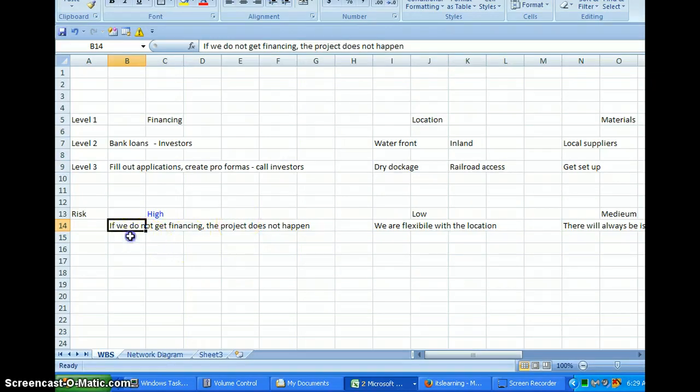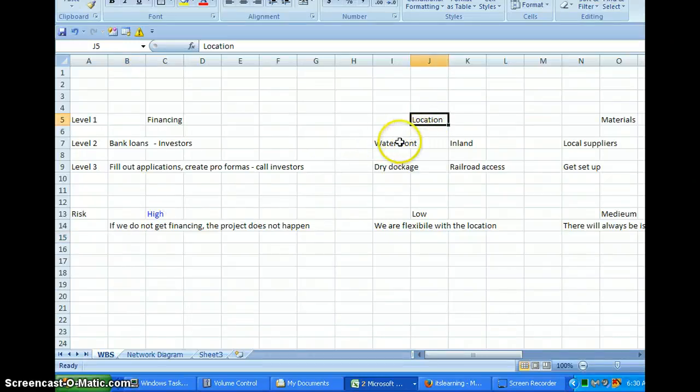I would encourage you to be a bit more elaborate than this. I'm just trying to give you an overview to get you started on the project. But that's how I would measure financing as high, because the risk of something happening is so great and the impact on the project is so severe. So again, the possibility of something happening is very high, and the impact on the project is going to be quite severe if we can't get financing.